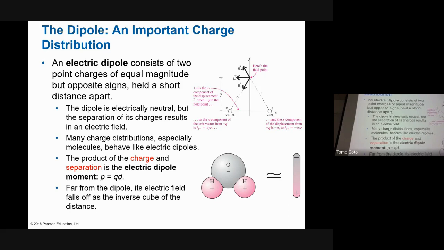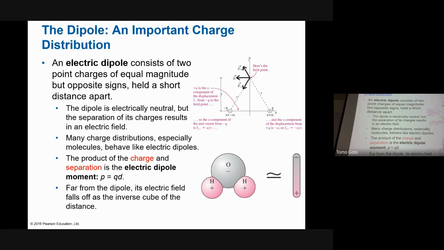Another example is here. What's the electric field here? Because plus is going to have an electric field this way, minus is going to have an electric field this way. So the vector sum, the superposition principle, gives a total electric field this way. Okay? That makes sense? And then the product of the charge and separation, p equals q times d, is called the electric dipole moment, which we will use again and again in this semester.